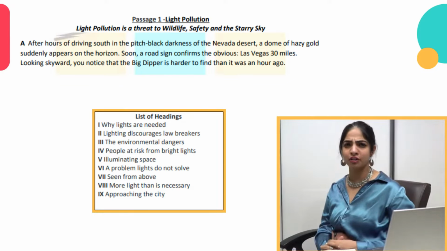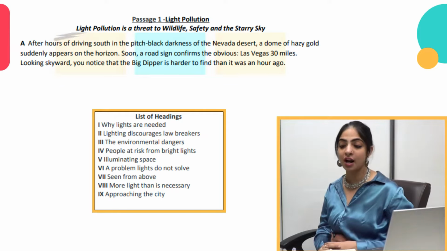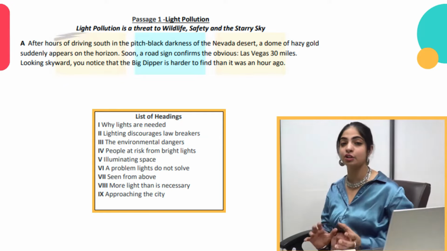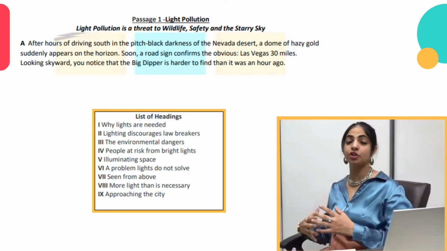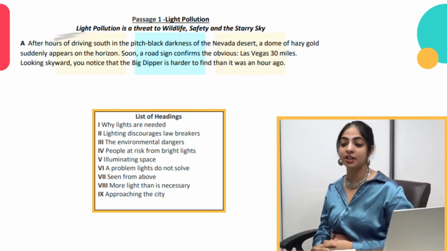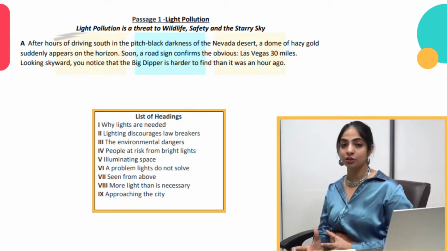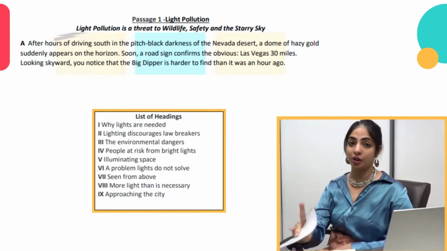A journey of what? Well, from where do we get to know this paragraph was talking about a journey? If you look at the very first line, they have written, after hours of driving south in the pitch black darkness, means they were driving and they reached somewhere. And after reaching somewhere, they saw a sign, and that sign mentioned Las Vegas 30 miles. So, in total, they were talking about a journey.